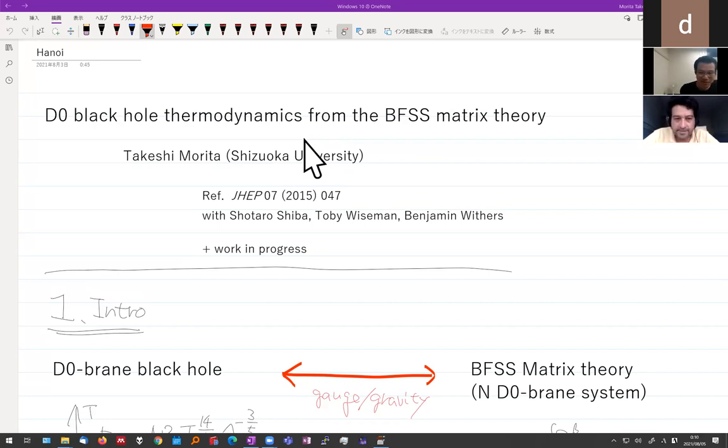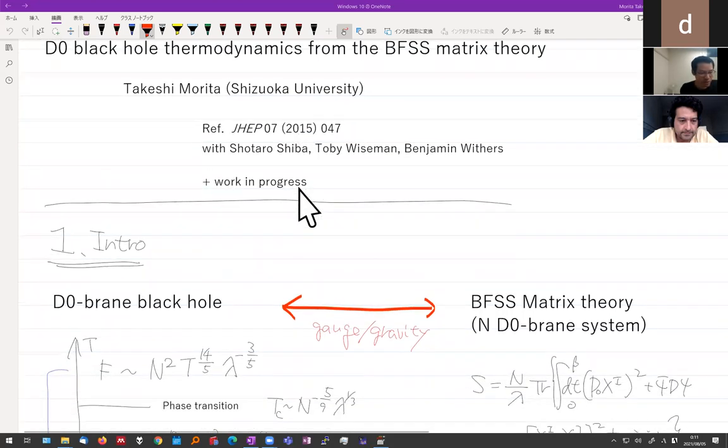Thank you very much for the introduction, and thank you very much for inviting me. I should thank Shingo, but unfortunately he cannot join this conference, although he did a lot of work. Today I would like to explain these topics. This is based on a slightly old paper with Shiba-san, Toby and Peters, and I also add some new material to this work.